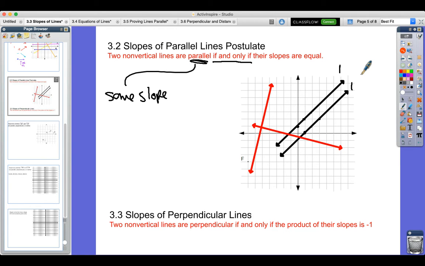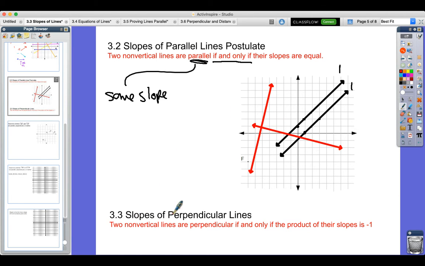Now, sometimes things that have the same slope could be the exact same line. They might give you two different equations, but they reduce to the exact same equation. So they are the same line. And we'll talk about that, and that's actually a question on your test. But if the lines have different y-intercepts and the slopes are the same, they're parallel lines. Let's look at this other one right here.